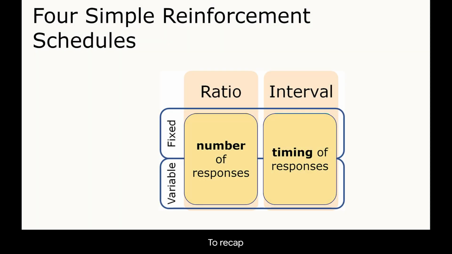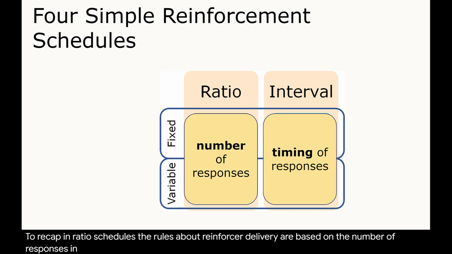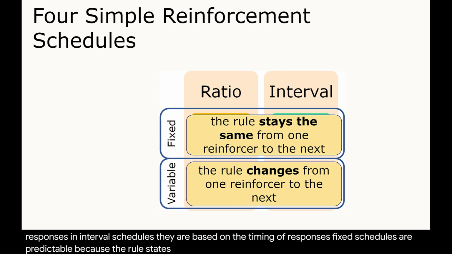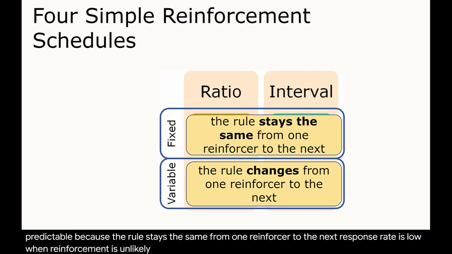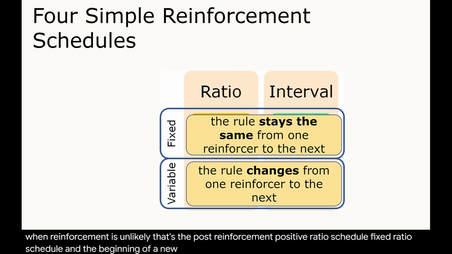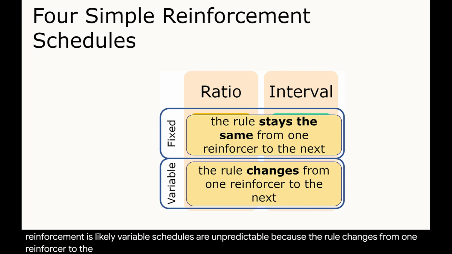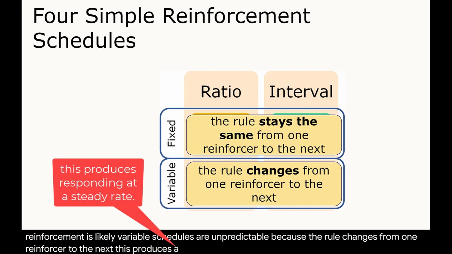To recap, in ratio schedules, the rules about reinforcer delivery are based on the number of responses. In interval schedules, they are based on the timing of responses. Fixed schedules are predictable because the rule stays the same from one reinforcer to the next. Response rate is low when reinforcement is unlikely. That's the post-reinforcement pause in a fixed ratio schedule, and the beginning of a new interval in a fixed interval schedule, and high when reinforcement is likely. Variable schedules are unpredictable because the rule changes from one reinforcer to the next. This produces a regular responding.